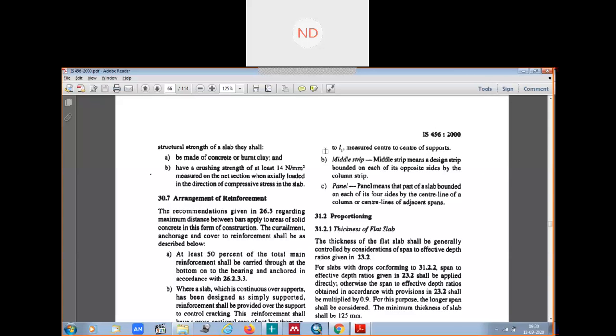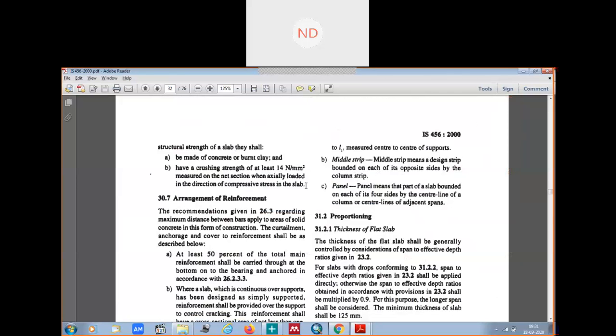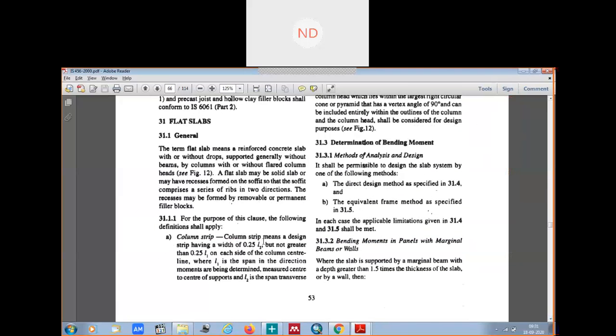Okay, so if you go to this, you will see now, this was your panel. There are four columns, these four are your columns. So column strip is what? From the center line of this column, you will take a distance of how much? 0.25 L2. This one. You can see here what a column strip is.